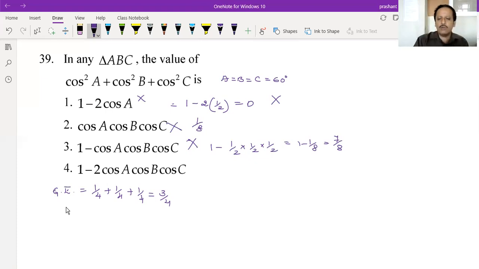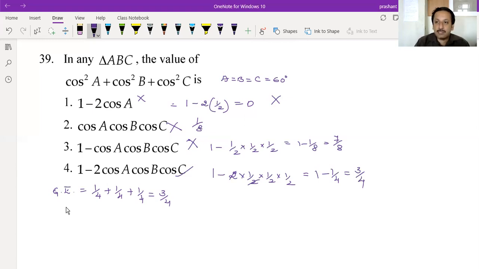Anyway, we can cross check now. Put A, B, C equal to 60, 60, 60 here, we are going to get 1 minus 2 into 1 by 2 into 1 by 2 into 1 by 2. 2, 2 gets cancelled. So we are going to get 1 minus 1 by 4, which is equal to 3 by 4. The given expression is also 3 by 4. So this is the correct answer.